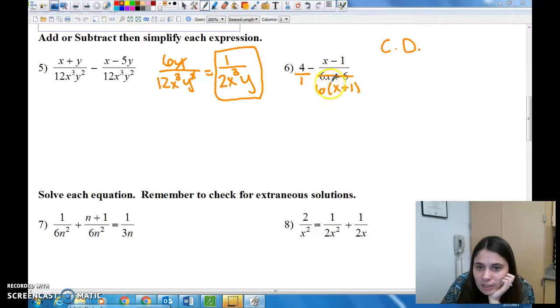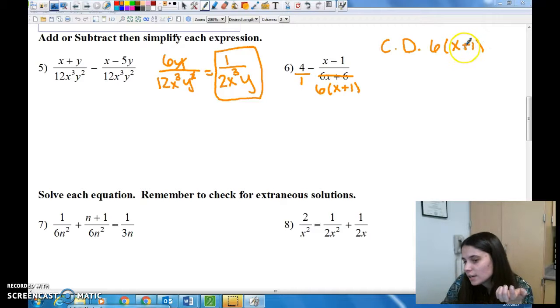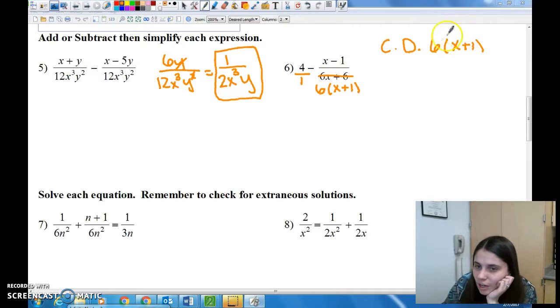So it includes a 6 and an x plus 1. So I have a 6 and an x plus 1. And then if I multiply that by 1, it stays the same. So this is my common denominator. This side's already good. This side I've got to multiply by that whole thing. So 6 times x plus 1. And multiply the top by 6 times x plus 1.